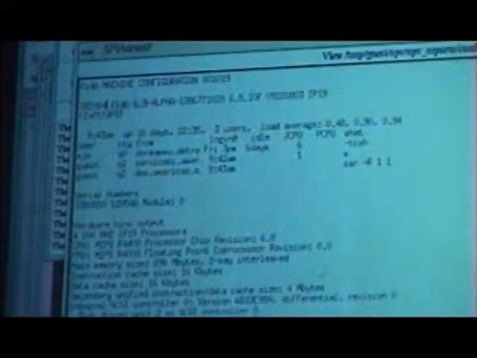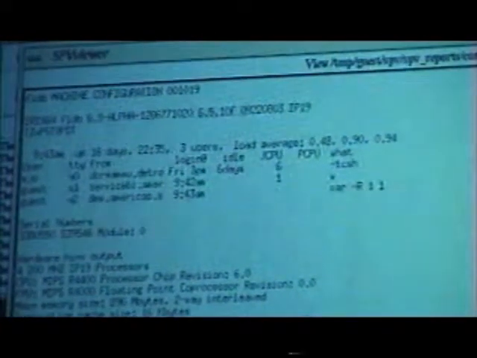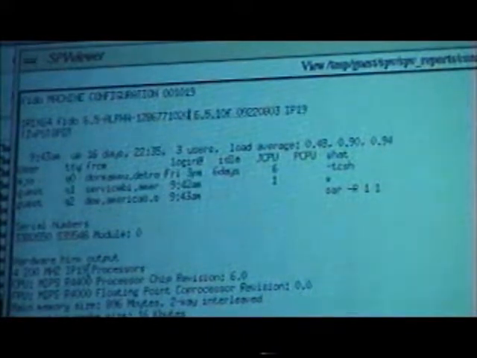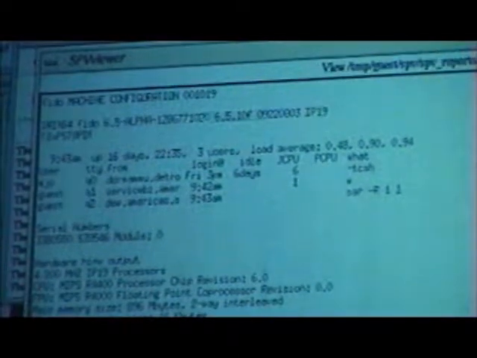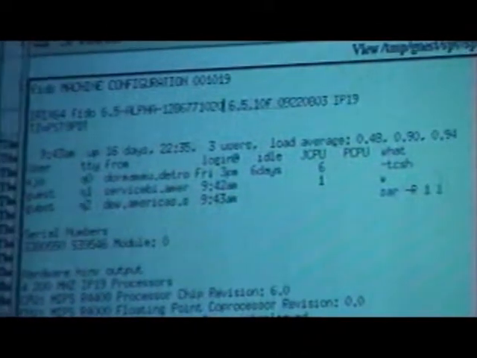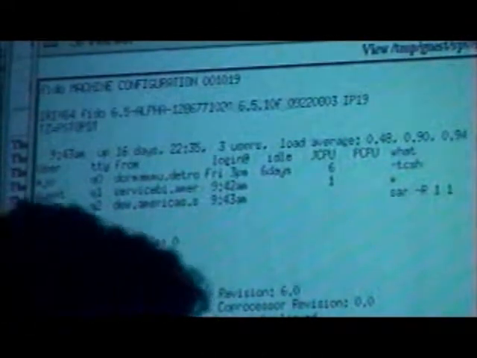So Fido is running, it's a 6510 Alpha. It's a 4 CPU, 200 megahertz Challenge, IP19 modules. And then I've got a whole bunch of disks on it. And memory was 896.